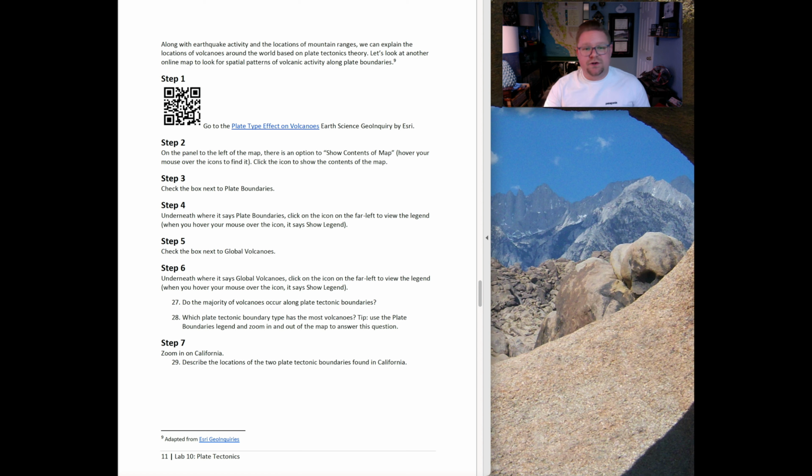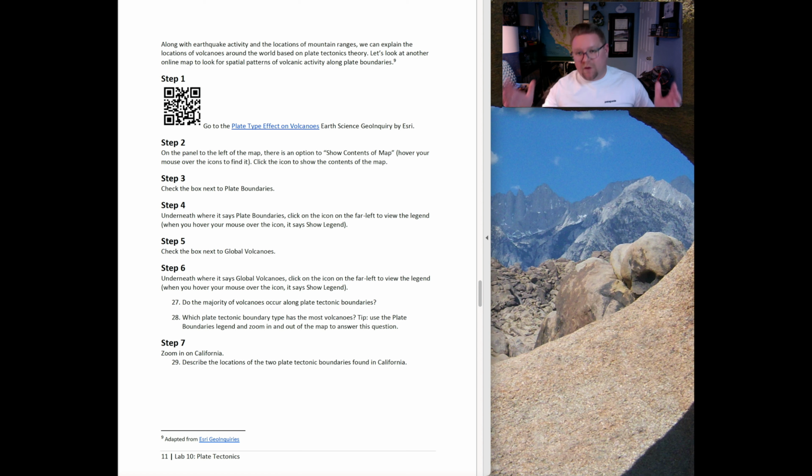So we're going to be able to use a different website. Scan the QR code, click the link, and this is going to be part of ESRI, which is part of the GIS programs, to look at plate type effects on volcanoes. So step 2, on the panel to the left of the map, there's an option that says show contents of map. Hover your mouse over the icon to find it and then click the icon to show the contents of the map.